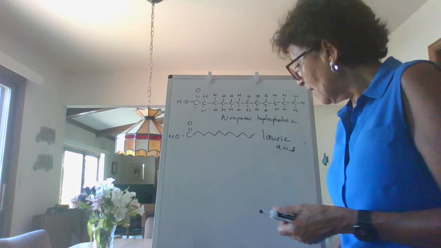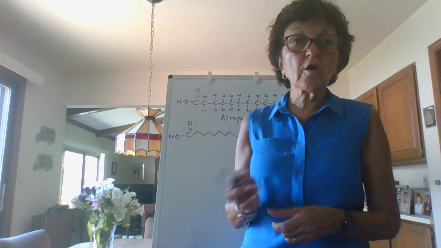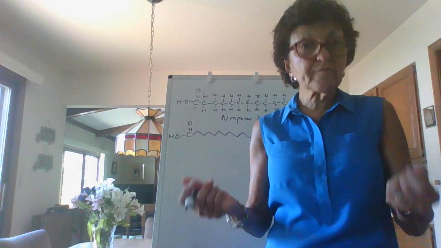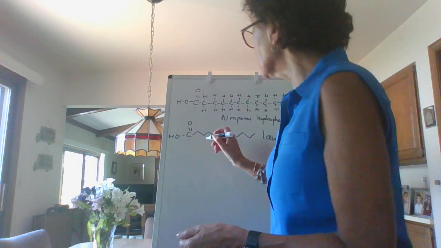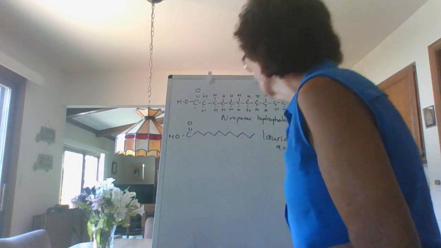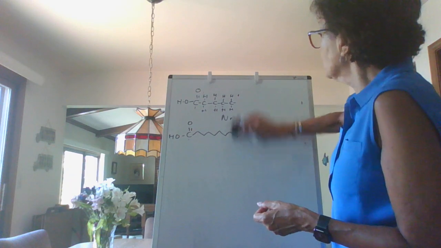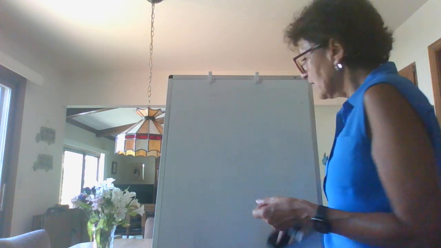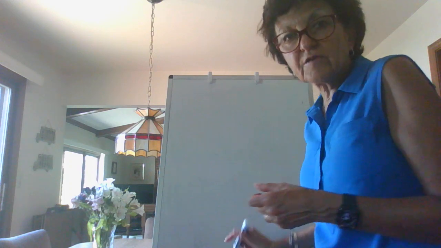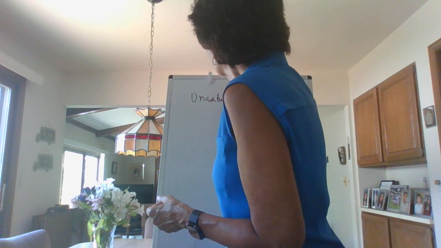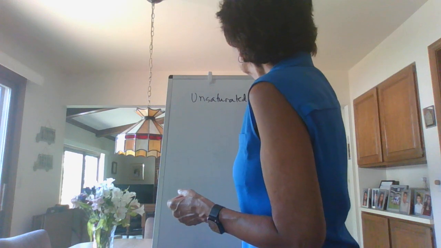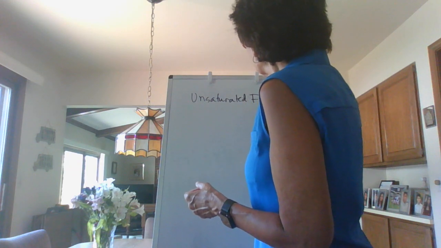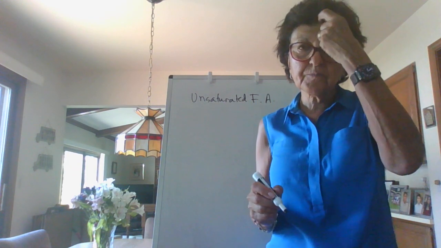Okay? Now let's learn how to draw, or actually name first, the unsaturated fatty acids. So I'm going to erase this. We'll start fresh, and we'll now do the unsaturated. And unsaturated means they have double bonds. Unsaturated fatty acid, I'll just write Fa for fatty acid.